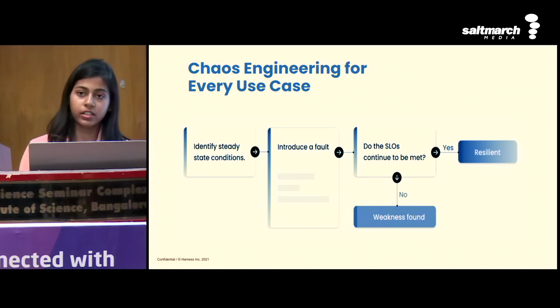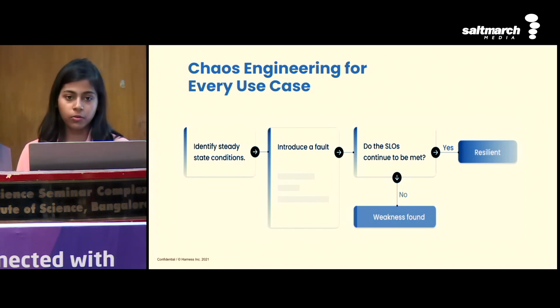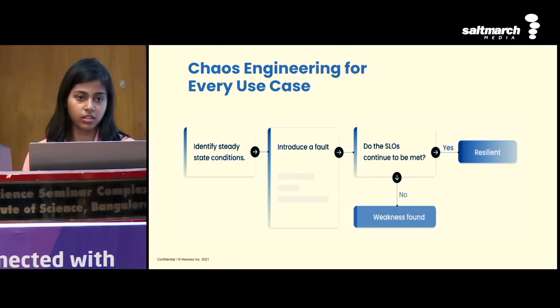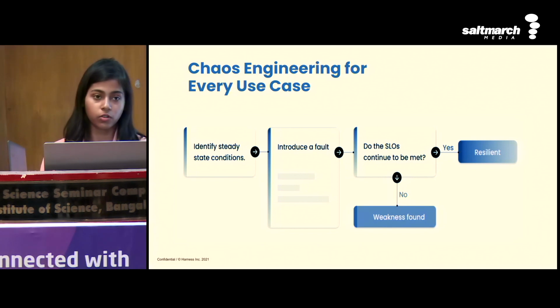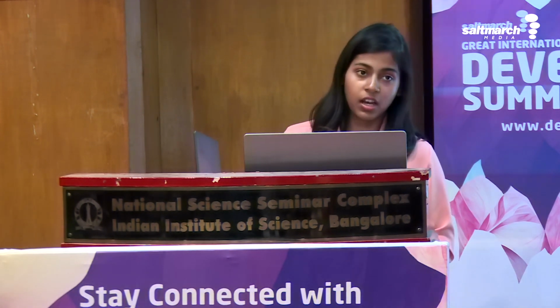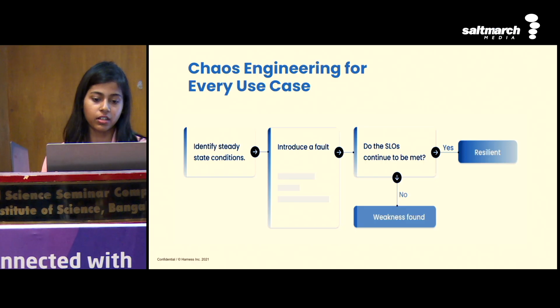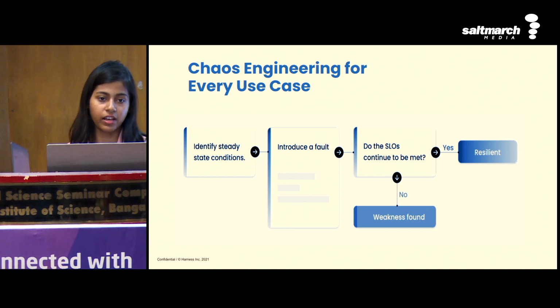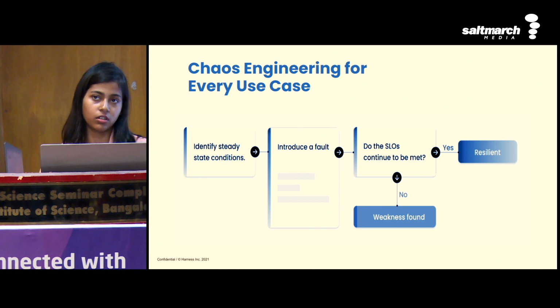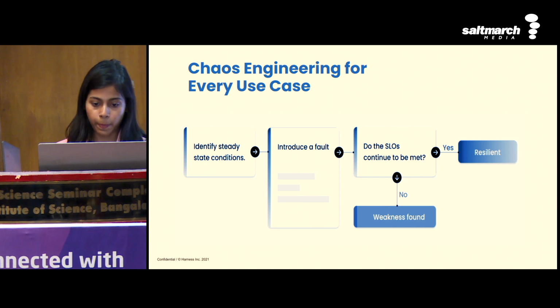Once the steady state conditions have been identified, you choose the chaos faults or experiments which you need to inject, and you introduce a fault, and then you check whether the SLOs or the steady state conditions are met or not. If yes, then your application is resilient, and if no, you just identified some weaknesses, you can go ahead and improve upon it, and this loop continues. You can then again come to identify the steady state conditions and introduce a fault. So you can add it as a practice in all stages of your development.